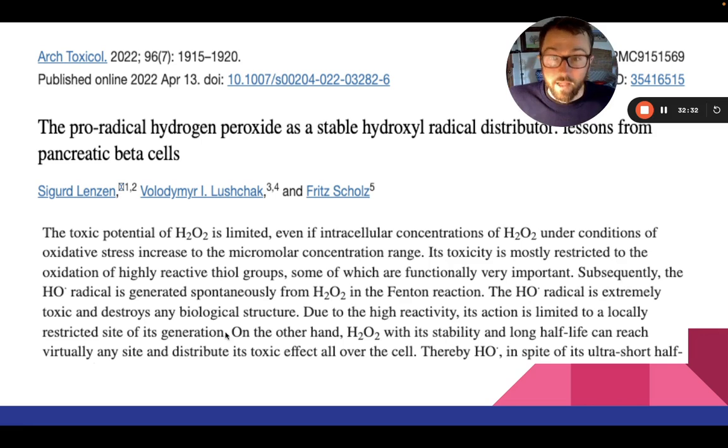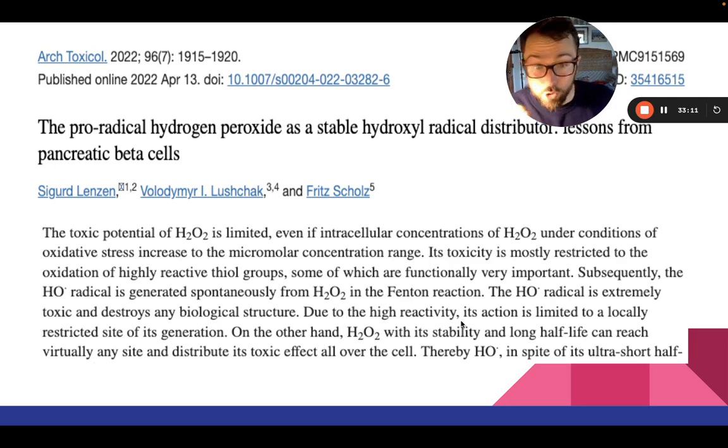However, the hydroxyl radical, the OH radical, is generated spontaneously from H2O2 in the Fenton reaction. The hydroxyl radical is extremely toxic and destroys any biological structure. Due to this high reactivity, its action is limited to a locally restricted site of its generation. So, whereas H2O2 is the preferential mode of ROS because it's stable, it moves freely, it can be disposed of without blowing up in anyone's face, once it turns into a hydroxyl radical, it's blowing up in people's faces, okay?